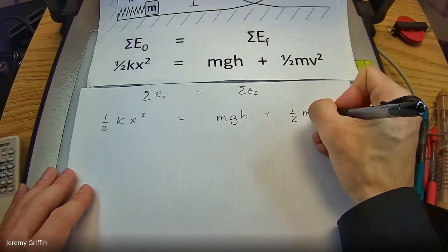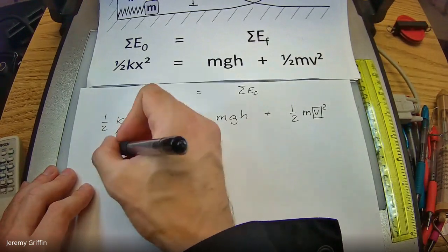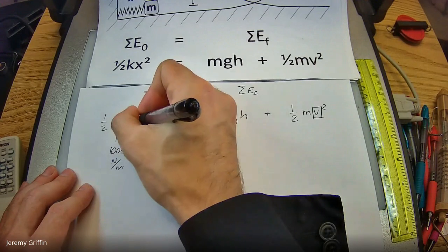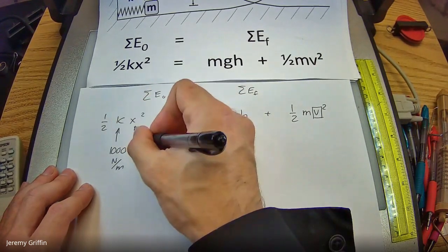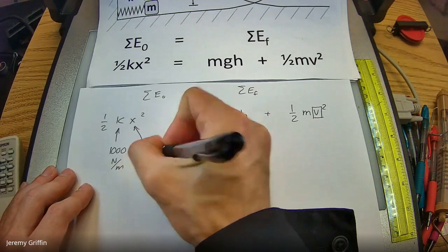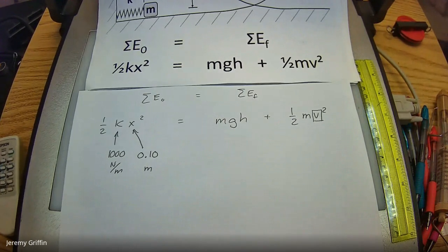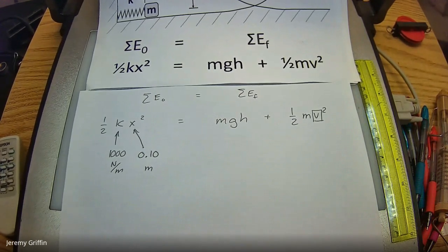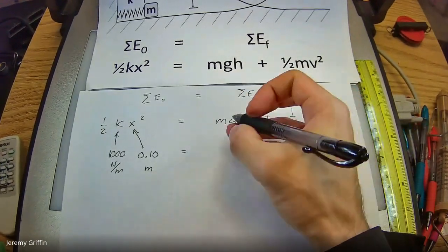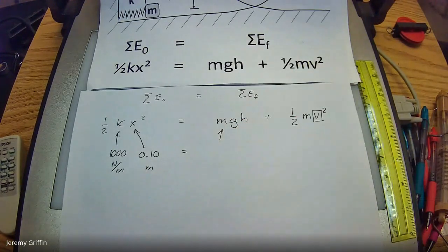What if you're solving for this v and I give you a bunch of numbers? Say the spring constant is 1,000 newtons per meter. The compression amount is, let's say, 10 centimeters, so that'd be 0.10 meters. Let me make sure, because if I'm just making up numbers off the cuff, I've got to make sure it's going to work out okay. Let's say the mass of the block is, here.